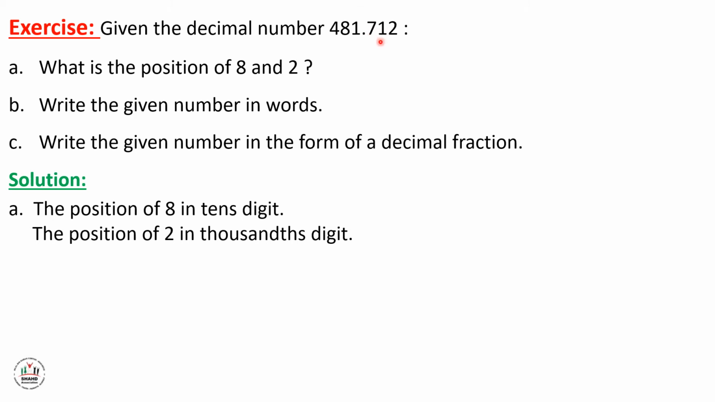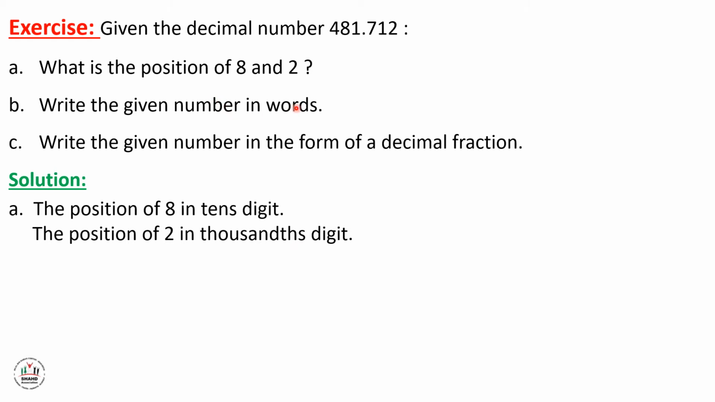1 is in the second digit after the decimal point, so 1 over 100. 2 is in the third digit, so 2 over 1000. So the position of 2 is in the thousandths digit. You should write T-H-S, not only S. Otherwise, your answer will be wrong.